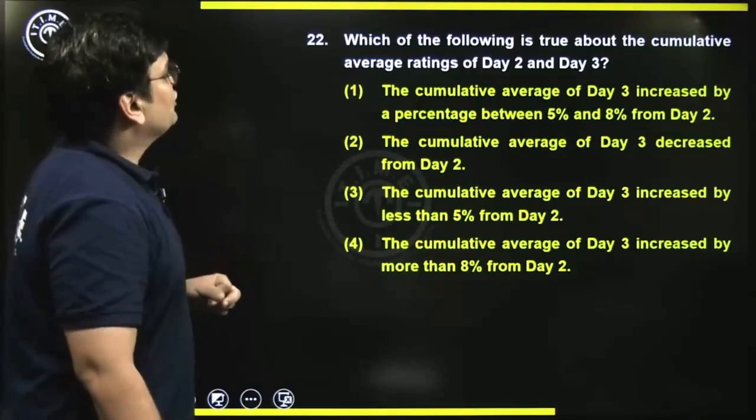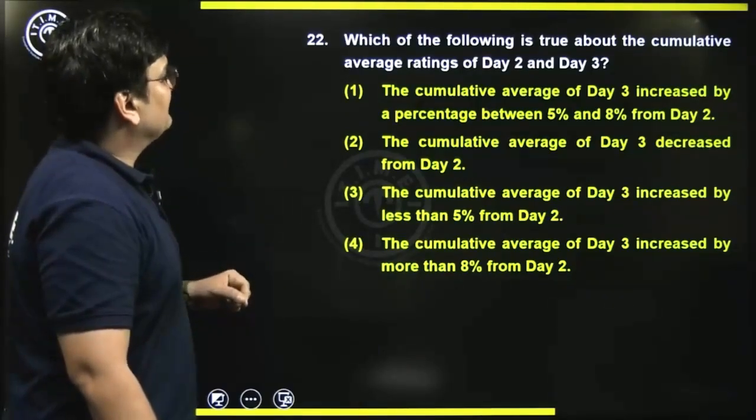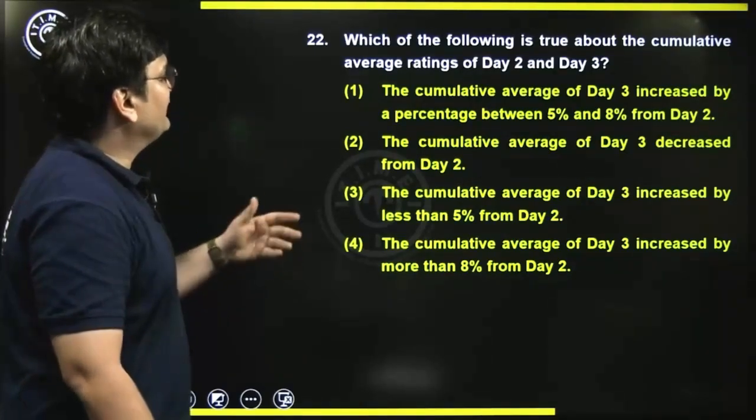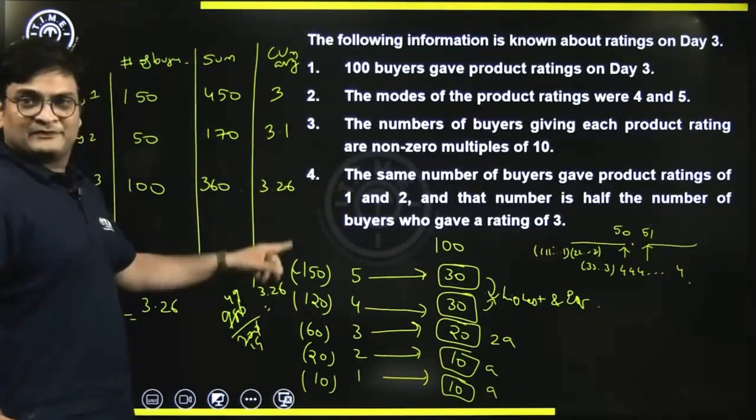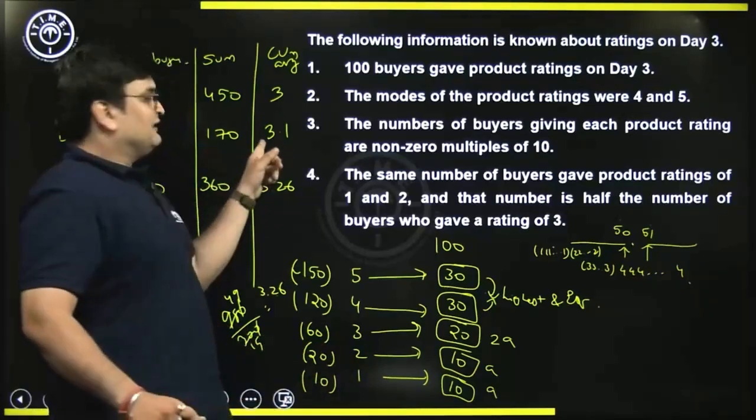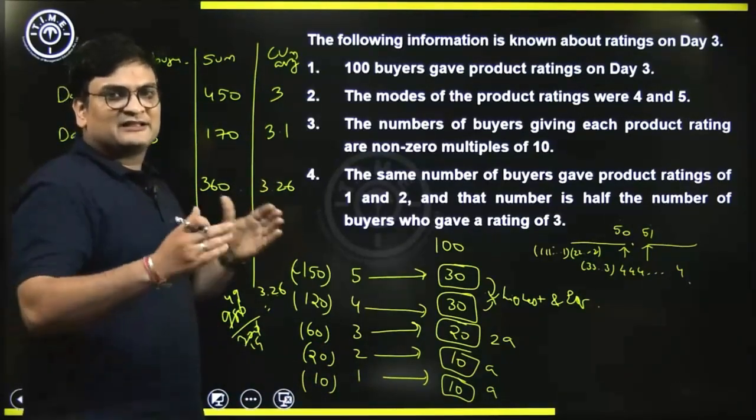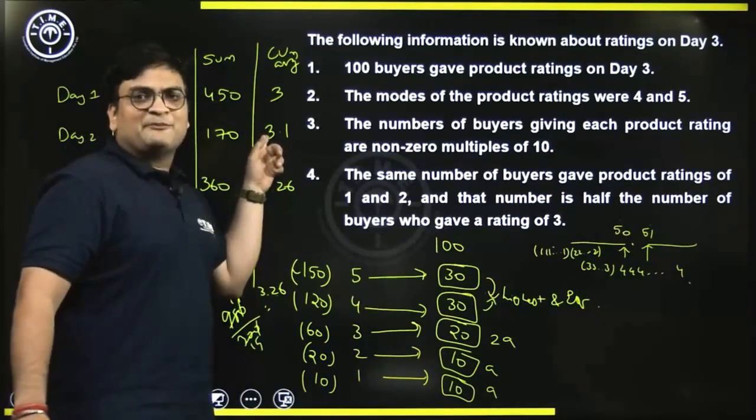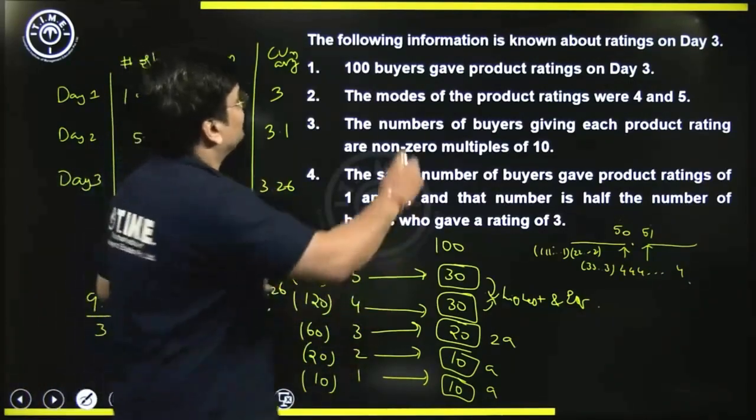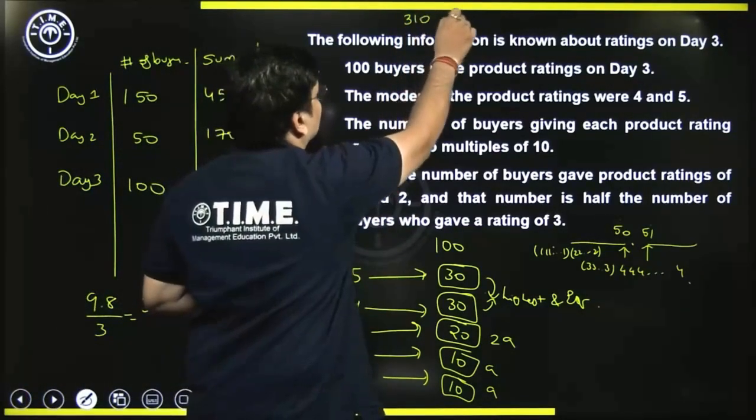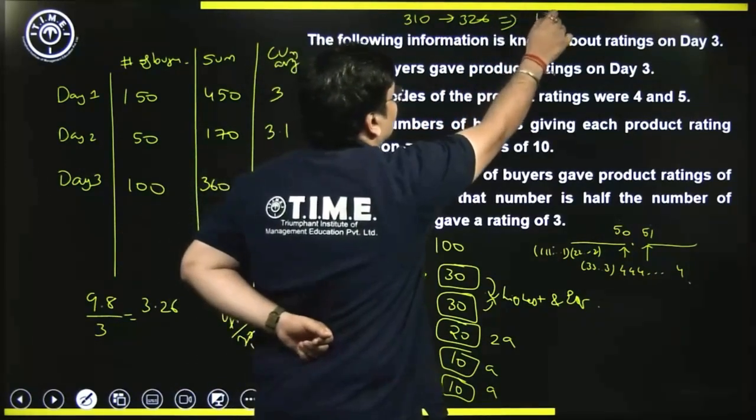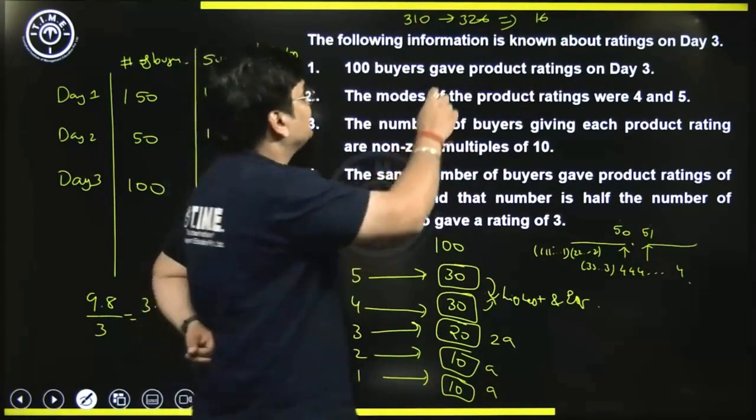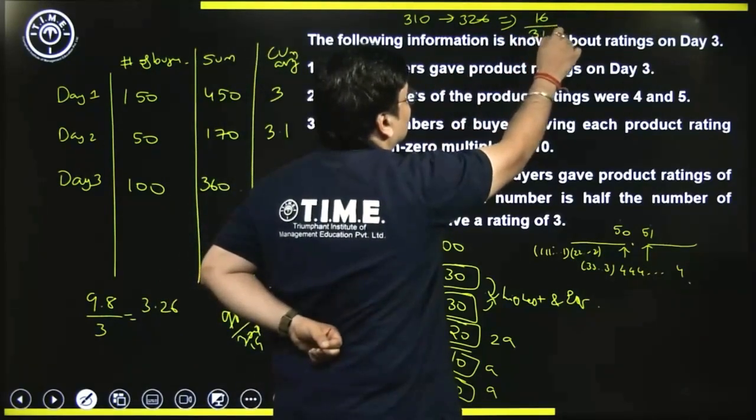First one, the cumulative average of day 3 increased by a percentage between 5 to 8 from day 2. Did it increase? Yes, it did. How much did it increase by? Let us multiply both the values by 100 for the sake of convenience. So, this will become 3.1 into 100, 310, and this becomes 326. So, 310 to 326, what is the increase? 16, and 16 on 310 will be what percentage?